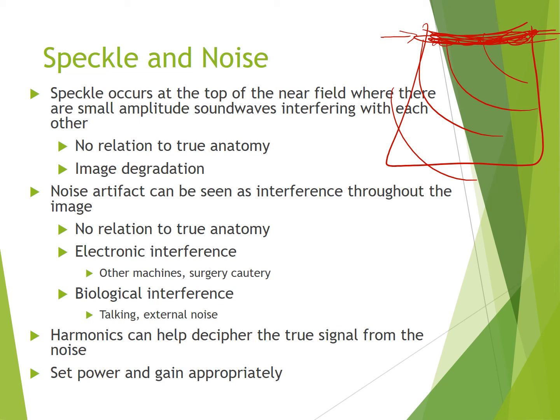Harmonics is also another way to help speckle and noise. We know that harmonics gets rid of some of those little extra noises that come from the fundamental imaging. So switching over to harmonics is really going to help with our speckle. And then if we set the power of the machine appropriately, if you remember, power affects the signal to noise ratio. If our power is set appropriately, then we can also get rid of some of that extra noise.